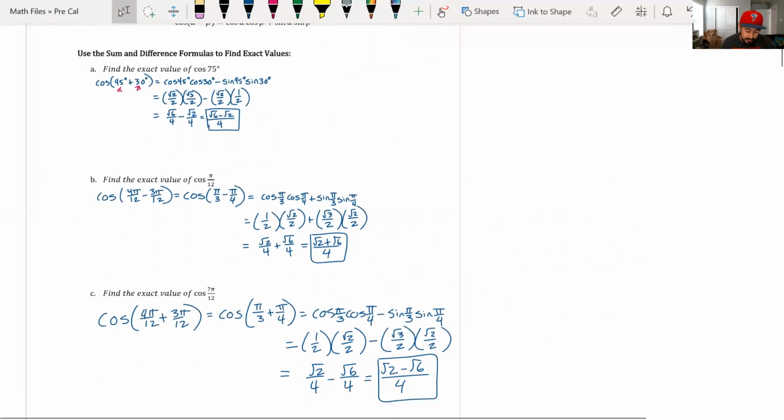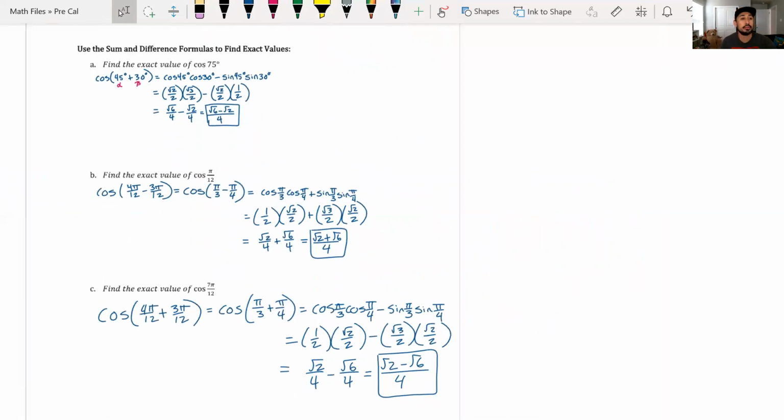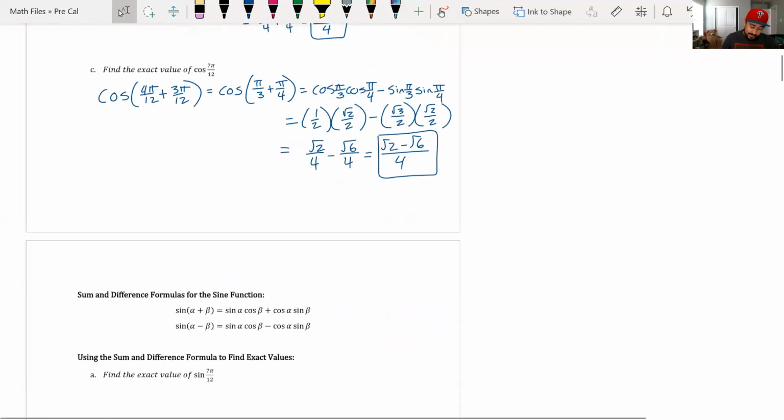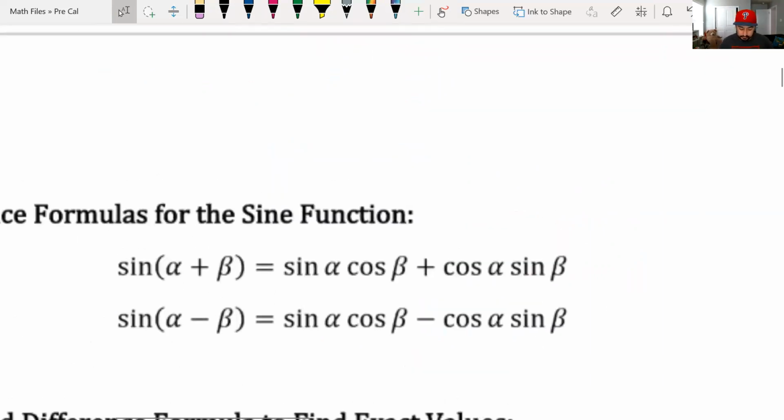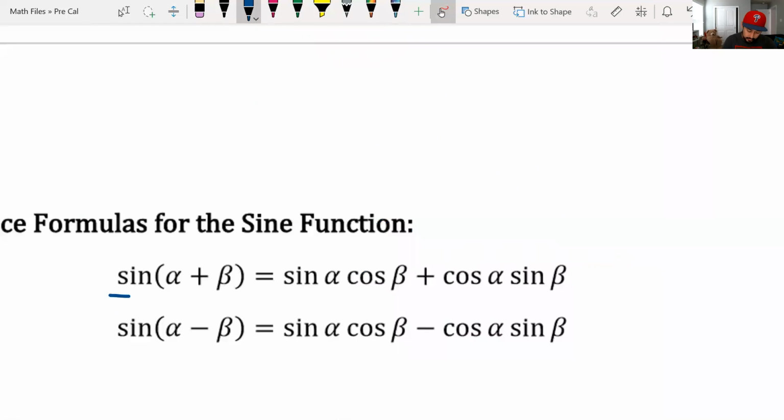That is the sum and difference for cosine. 2 formulas now. Many more to come. Next is sum and difference for the sine function. So first one up, sine alpha plus beta is expanded into sine alpha cosine beta plus cosine alpha sine beta.